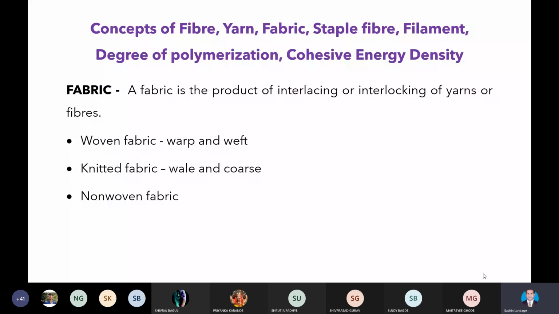Again, whenever we come practically one to one, I'll show you where we have to use the term short staple fiber or this.